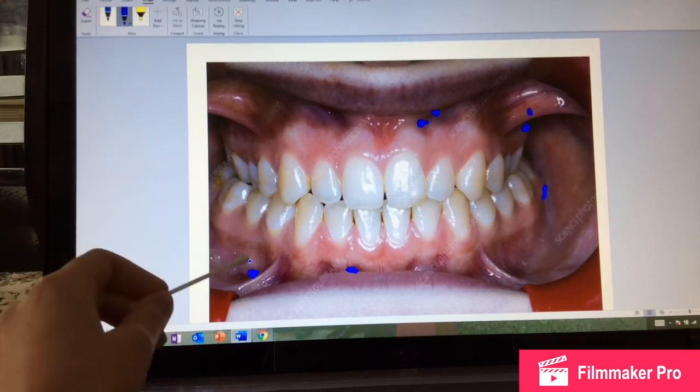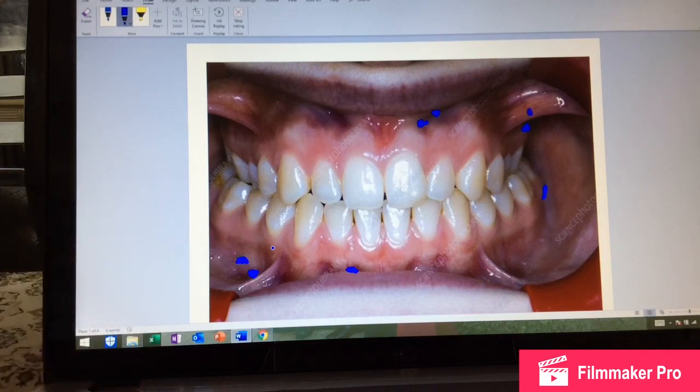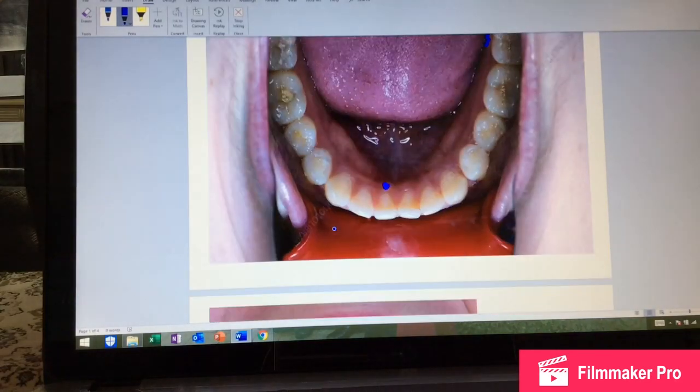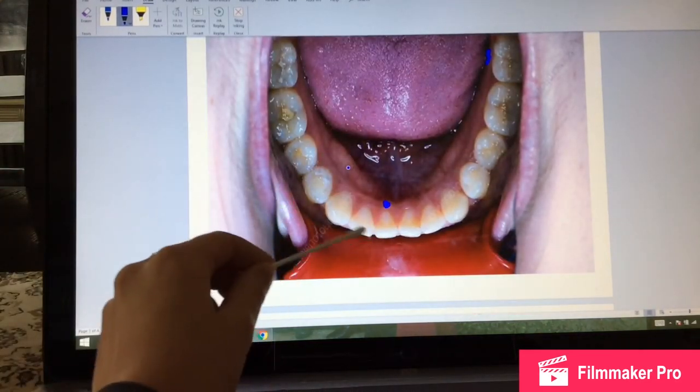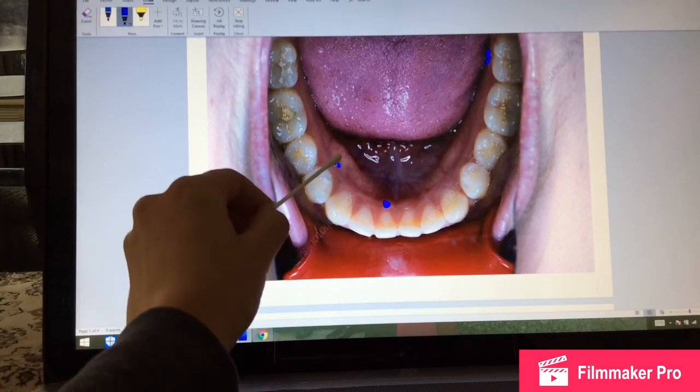So infiltration would be here in this area. Topical would go there. And then we also need to do a lingual injection. Where's the lingual? Okay, lingual injection for this tooth, number 28, right here, lingual.